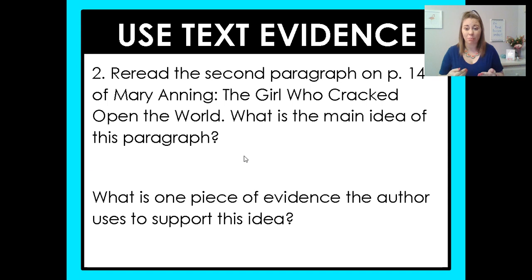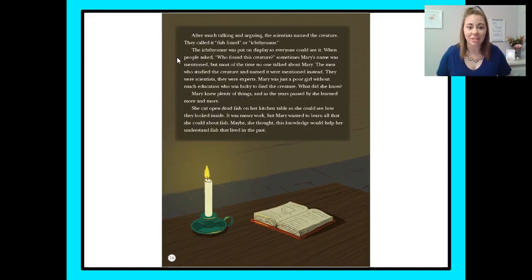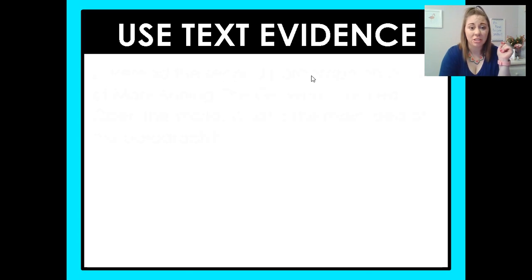So you see how I'm supporting this with text evidence. And again, I will show you in the text right here. It says, the men who studied the creature and named it were mentioned instead of Mary. Okay, so that's my evidence that's showing that Mary wasn't getting the credit she deserved. So you see how I went back in the text and used that to support my answer? That's exactly what I want you to do on your reading response question today.